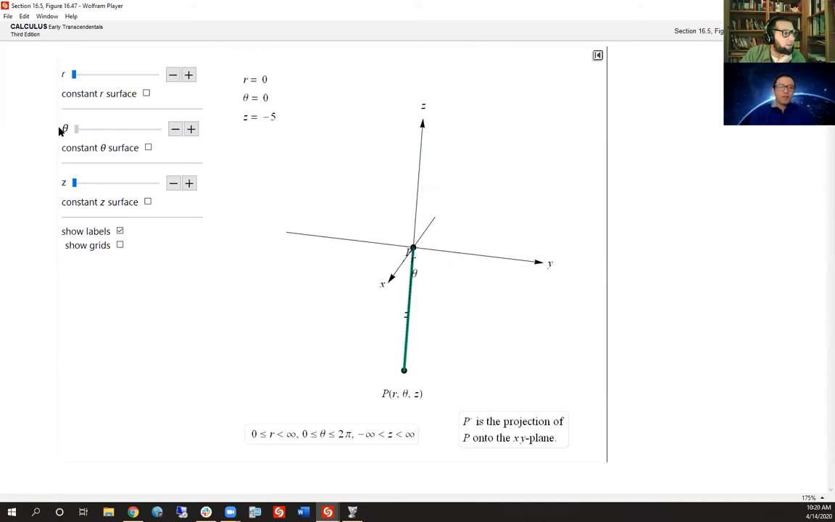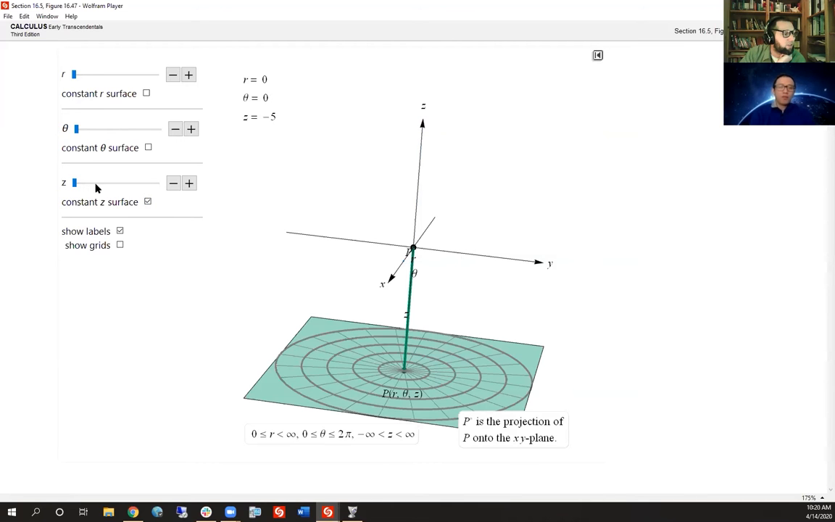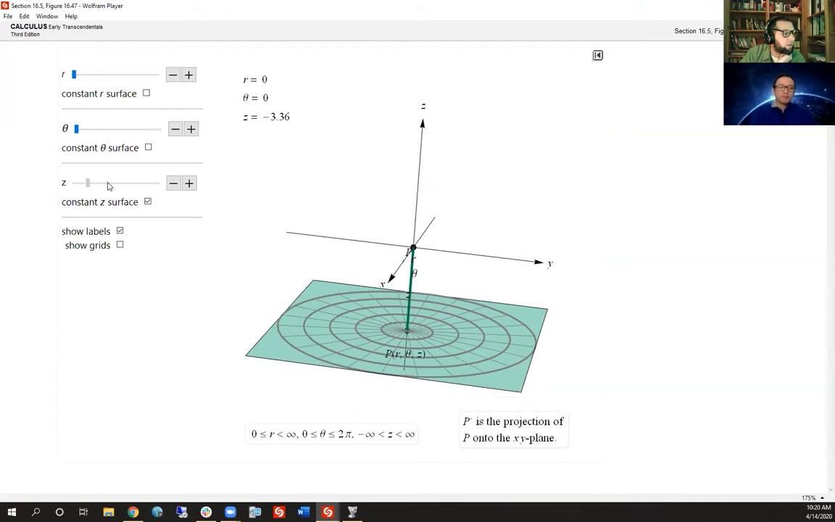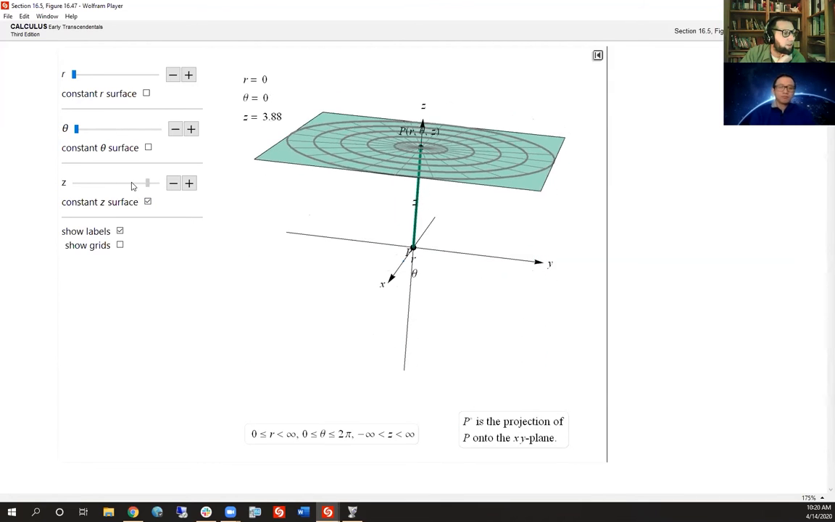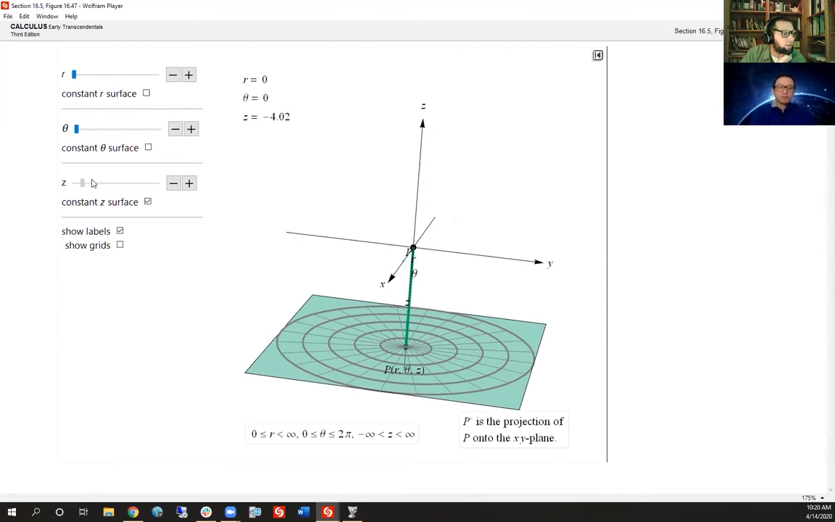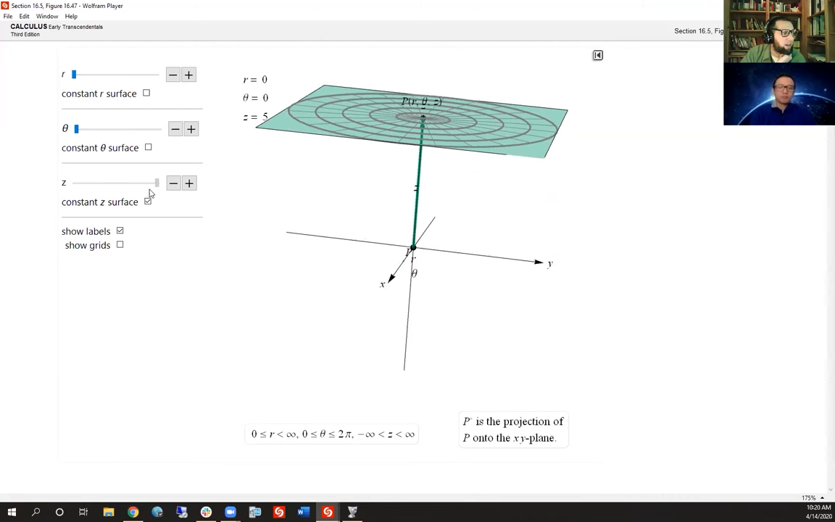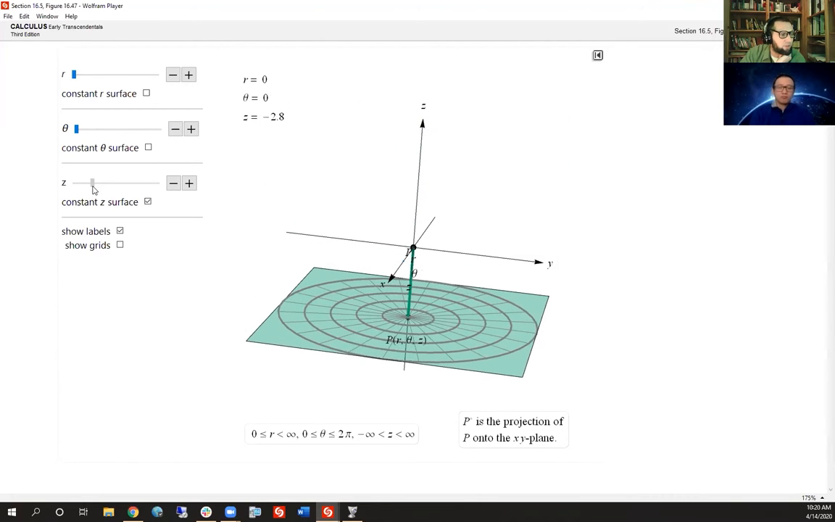What about if z is a constant? So if z is a constant, you'll end up with this horizontal plane at whatever height we choose. Good. So questions about cylindrical coordinates and what it looks like if r, theta, or z are constant?